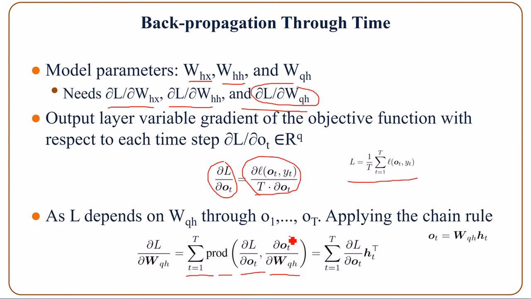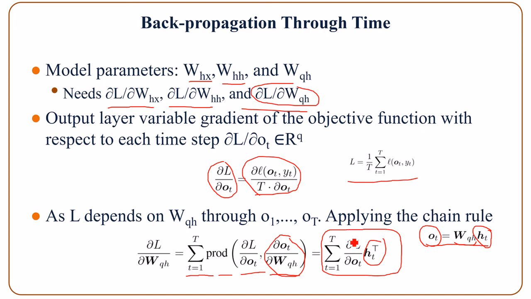But how can we calculate this? To make it easy, I brought up this formula from the previous slide. Taking the derivative of the output o_t at time t with respect to the weight w_qh, what you have is just this. So that is here. And eventually you have the result for the first derivative, the derivative of the loss with respect to the weight w_qh.